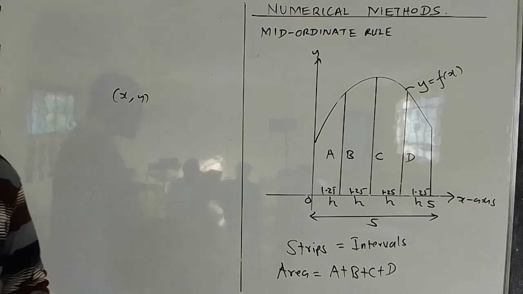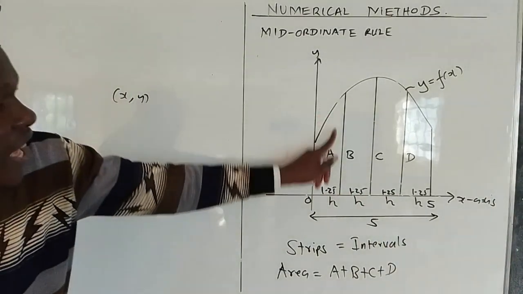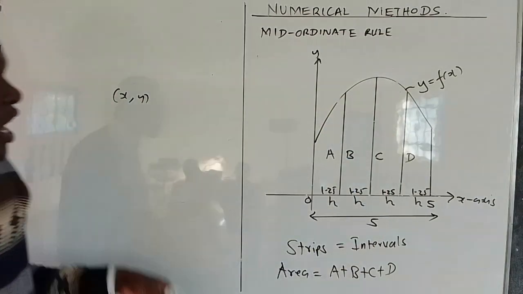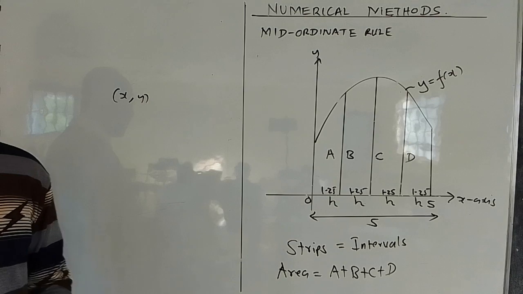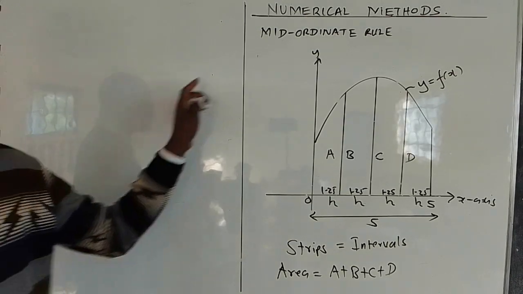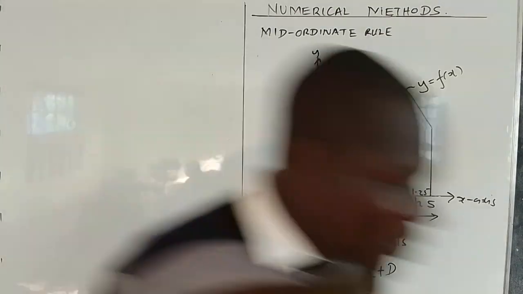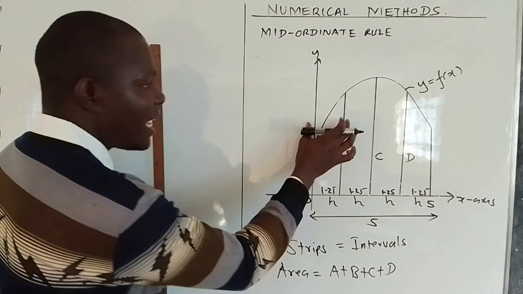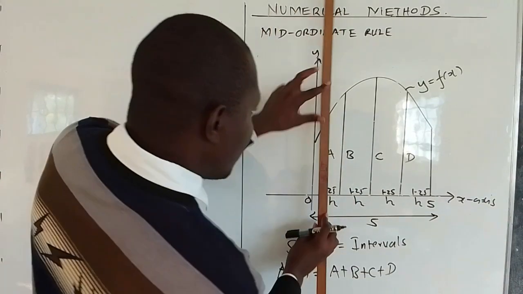You can see the X coordinates are just giving you the intervals. The lengths of these strips are now given by the Y coordinates. Are you seeing that? The Y coordinates. So in the mid-ordinate rule, mid means those coordinates in the middle. Are we together? It means when you want to approximate the area under this part A, you use the ordinate in the middle.